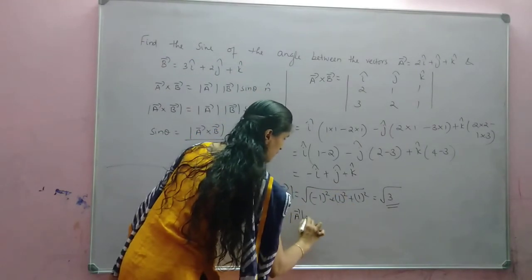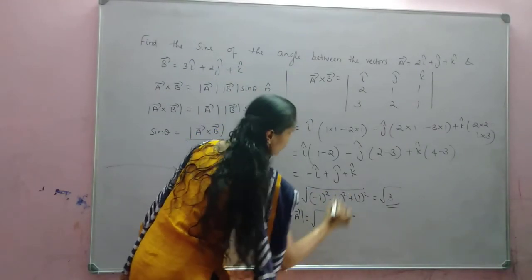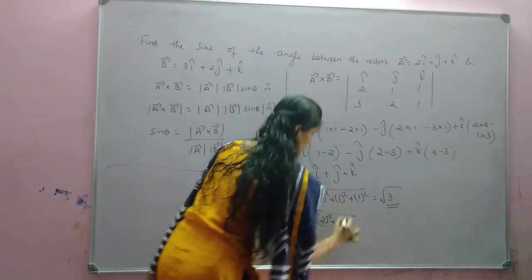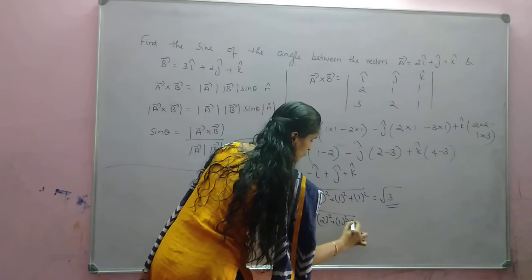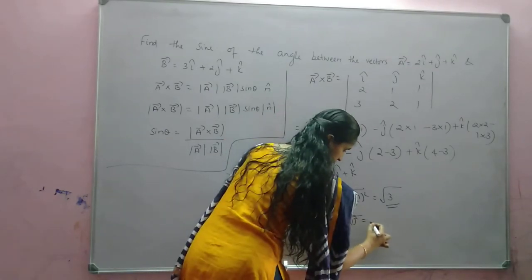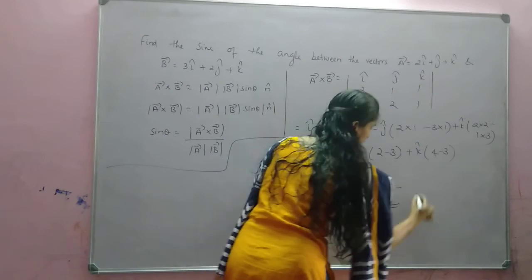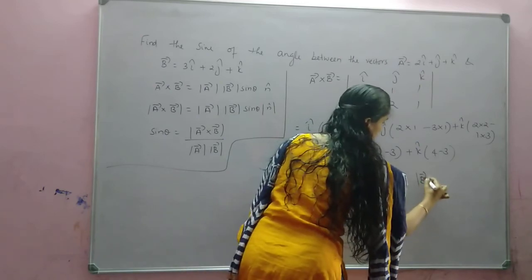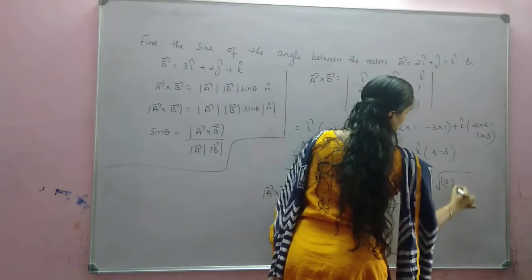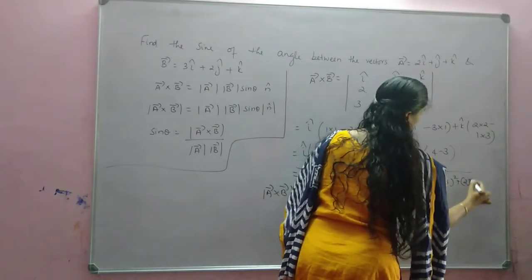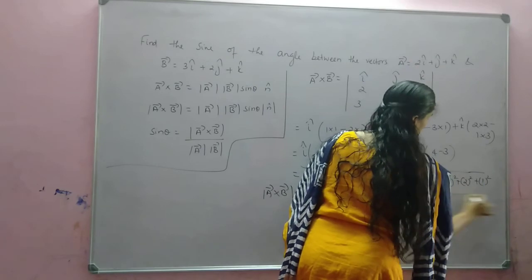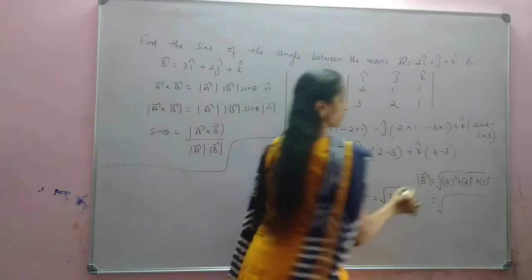Modulus of A is equal to root of 2 square plus 1 square plus 1 square plus 1 square. What you will get? 4 plus 1 plus 1, 6. Similarly, modulus of B you can write root of 3 square plus 2 square plus 1 square. So you can write 9 plus 4 plus 1, 14.